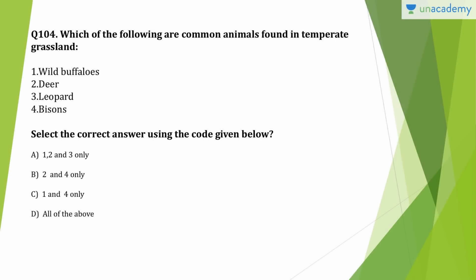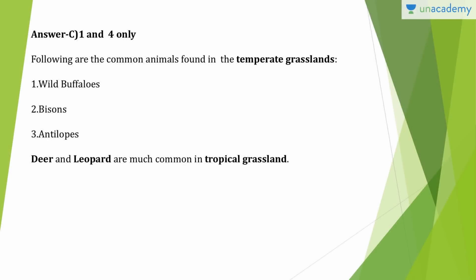Question number 104, which of the following are the common animals which are found in temperate grasslands? You will see a lot of wild buffaloes, and you will see bisons. You will not see deer and leopard. They are more of tropical grassland variety. So answer here is C, that is 1 and 4.